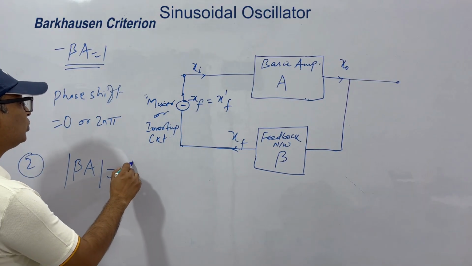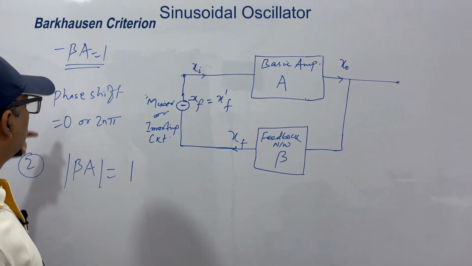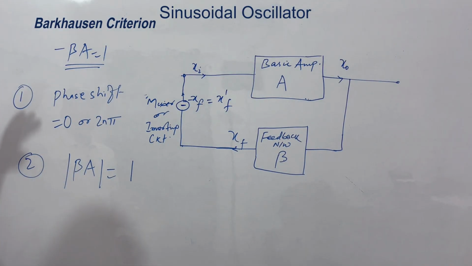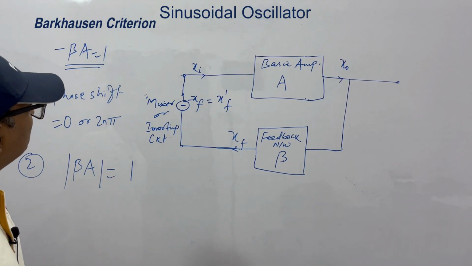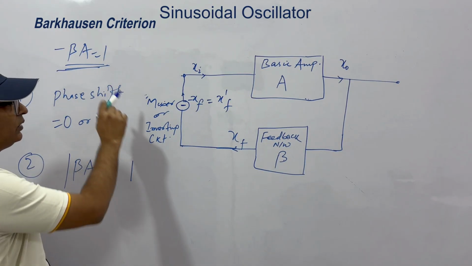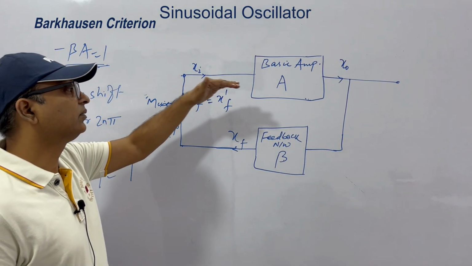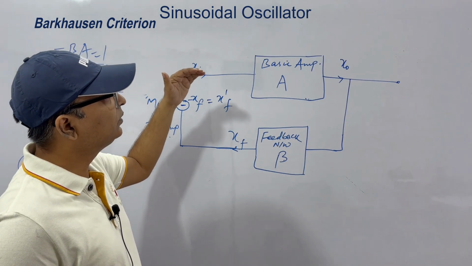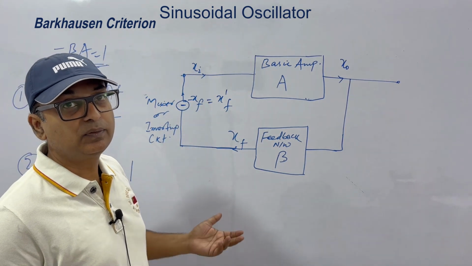this should be equal to 1. These are two conditions which are called Barkhausen criterion. That is, phase shift from input back to the input should be 0, either 0 or multiple of 2 pi. And second, that magnitude of this beta A amplification should be equal to 1. These are the two conditions. So if these two conditions are met, this circuit will break into oscillation. Okay. Now we'll see what is the frequency of oscillation of this circuit.